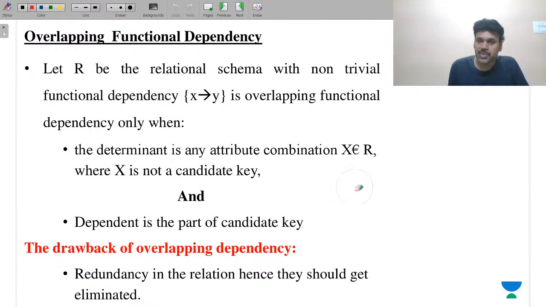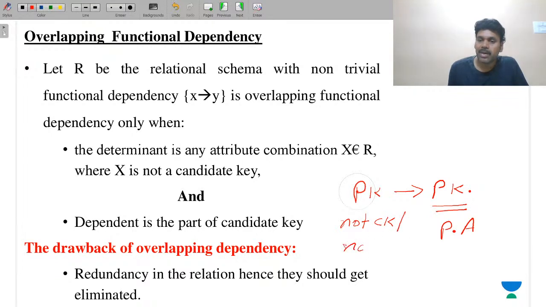Overlapping dependency is a situation that is part of key implies part of key. This is an important situation. So the definition is also saying like that, that is RHS must be prime attribute, LHS must not be a candidate key or a super key. Please understand, friends.